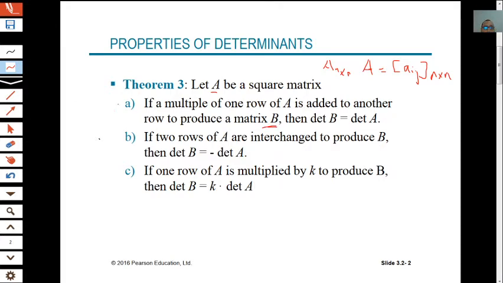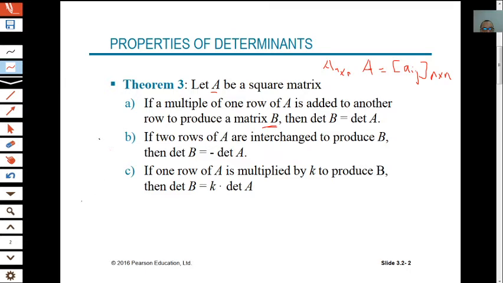So the first part of Theorem 3 says that if we apply replacement to a matrix, we get the same determinant for the new matrix. And we know that when we apply row operations, the matrices are row equivalent. They show the same properties theoretically.